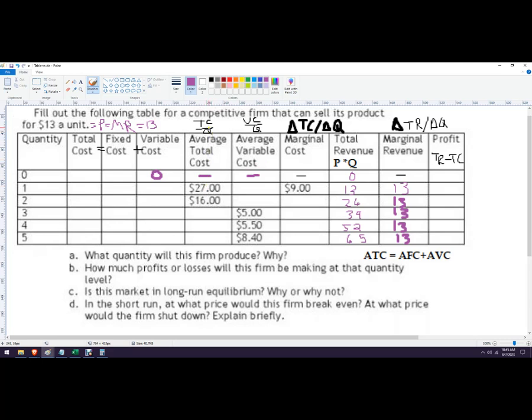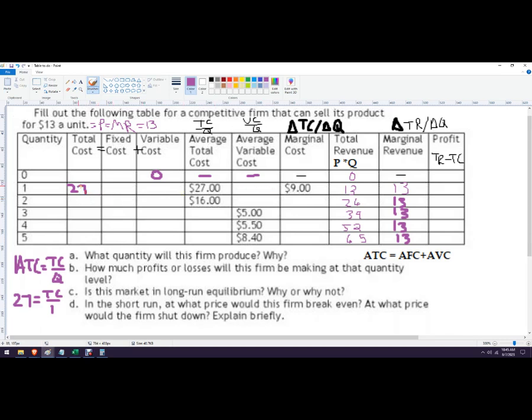Now, since we can rearrange stuff here, the average total cost formula is total cost divided by quantity. So we know some of this. We know average total cost is 27. You just fill this in. You can probably do this in your head. 27 divided by 1. And so this leaves us with total cost, and that has to be 27. So the total cost here is 27.